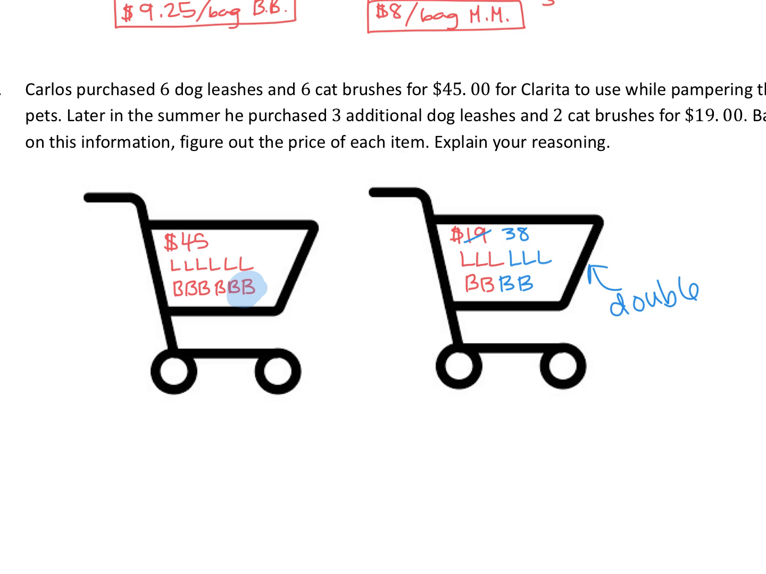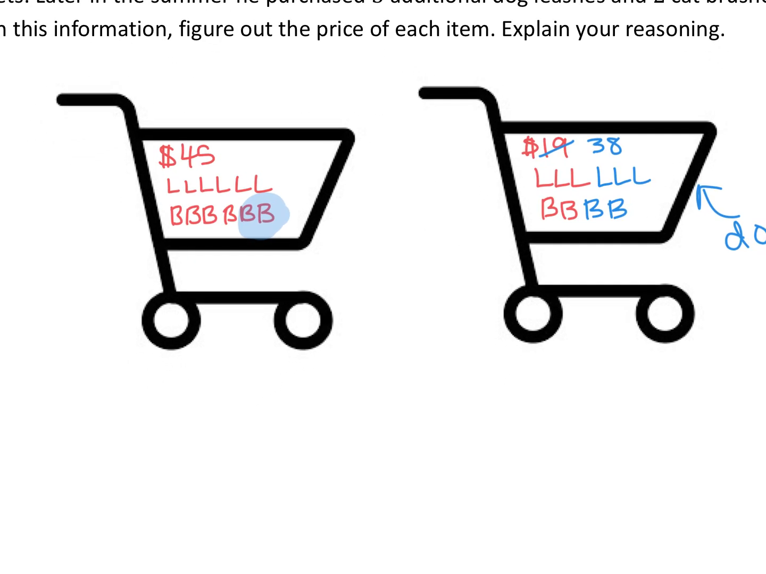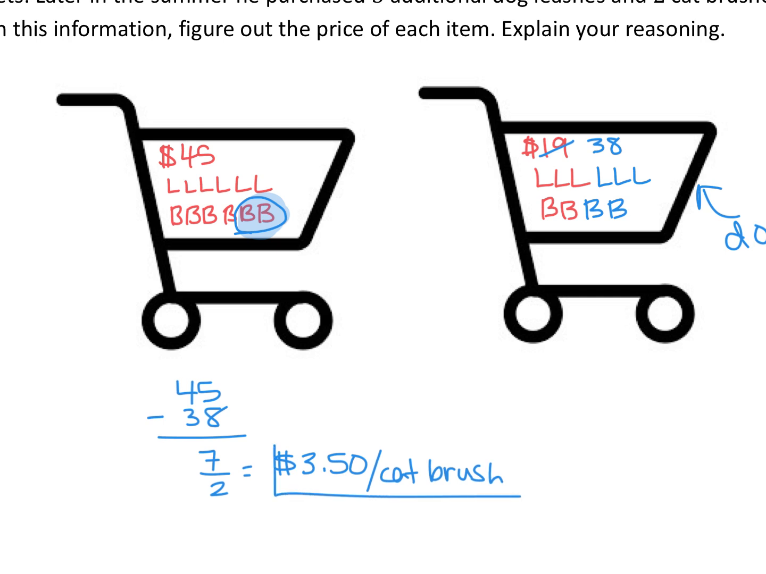We're going to subtract our 2 carts. I'm going to do 45 minus $38. So it looks like I've got $7 that is accounting for those 2 extra brushes. So let's split that in 2. So it looks like the brushes are $3.50 each, per cat brush. Okay, so we found our first unknown.